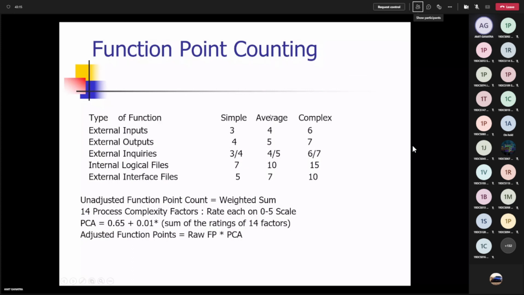Right. So by default, you can see we have considered the average value, right? But if it is complex, then number of inputs into 6, number of outputs into 7, external inquiry, in place of 4 or 5, we consider 6 or 7. You see, for logical files, we have considered 10. Here you have to give 15. For interface files also, we have considered 10. Here you can give 10 or 12.